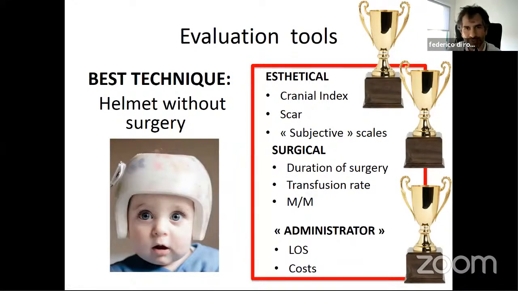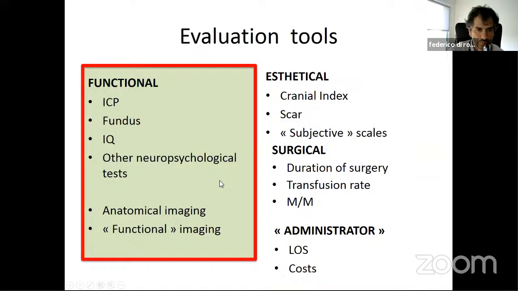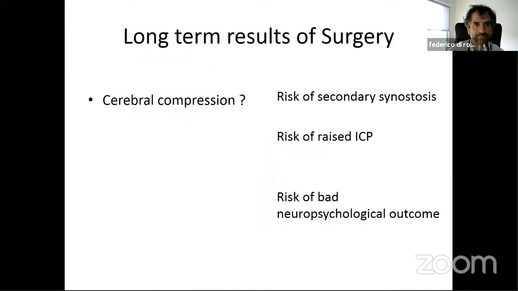So again, I don't think this should be the criteria to focus on in our research, in our papers, but we need to think about why we are doing the surgery. So what are the functional results of our surgery? And unfortunately, if you look at most of the papers, the results are only analyzed on subjective scales and cranial index. So what about the long-term results from a functional point of view, from the neurosurgical point of view? Because again, we are neurosurgeons, so what happens to the brain?